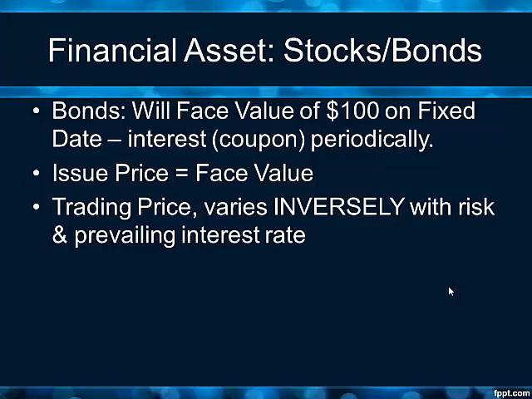Also, the trading price varies with the interest rate. You see, the bond has a fixed coupon value. It's written on the face of it. So if the market is offering a high interest rate, the value of the bond will be low. And if the market is offering low interest, then the value of the bond will be high.